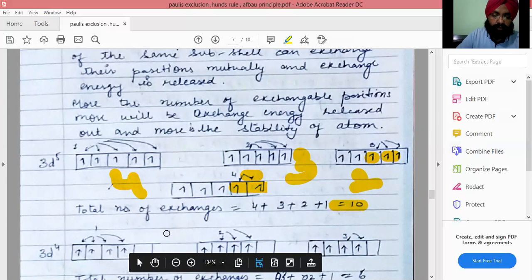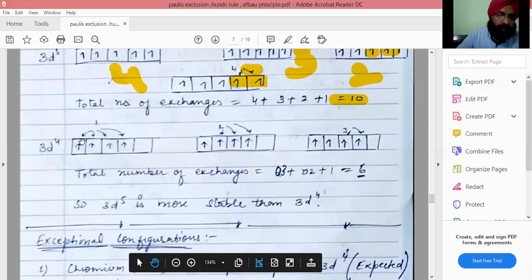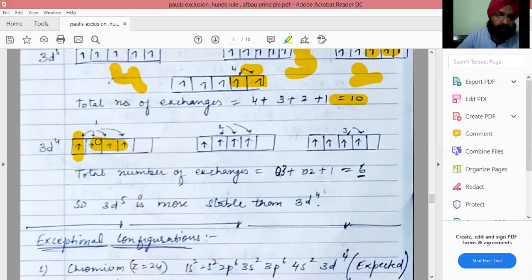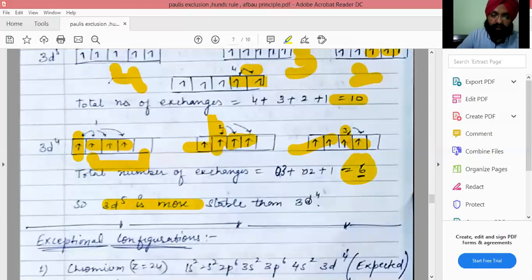Like in the case of 3d4, the electron present in the first orbital has only 3 positions to exchange, the second orbital's electron only 2, and the third only 1. We are neglecting these 2 because we count them in the first picture. So the total exchanges are 6. So 3d5 is more stable than 3d4.